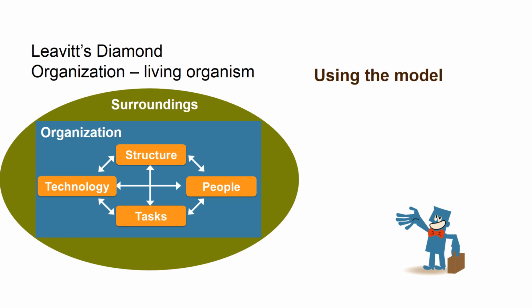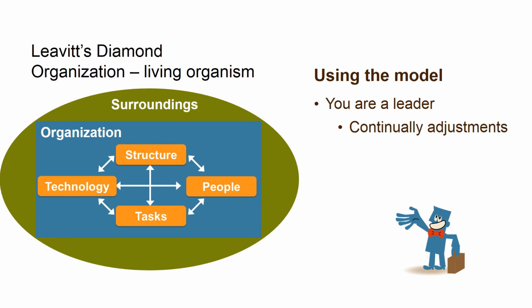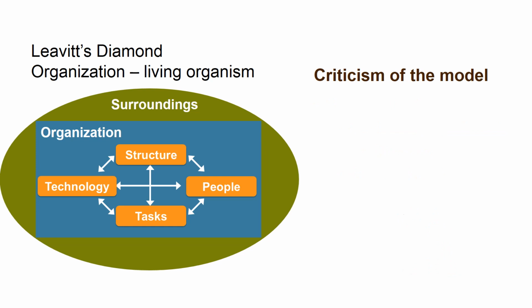You can benefit from using Leavitt's model. Imagine you are a leader who must make your organization work optimally. This requires that you continually make adjustments, since changes always occur somewhere in the organization. These can come from surroundings as well as from within the organization. You must imagine that you are standing in the middle of the model and that you are an agent of change. You must balance the organization. You must take care of the changes in each of the components and how this affects the other components.